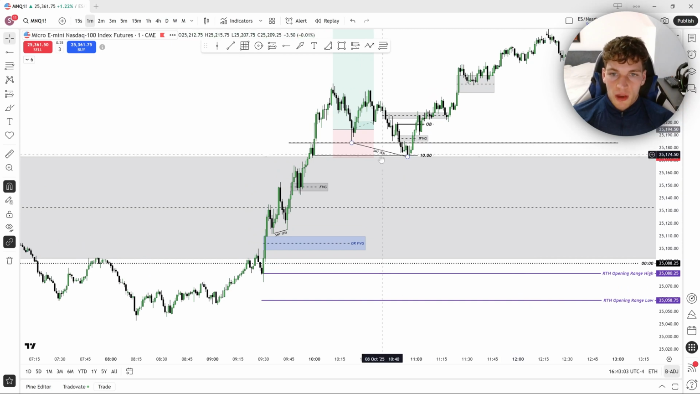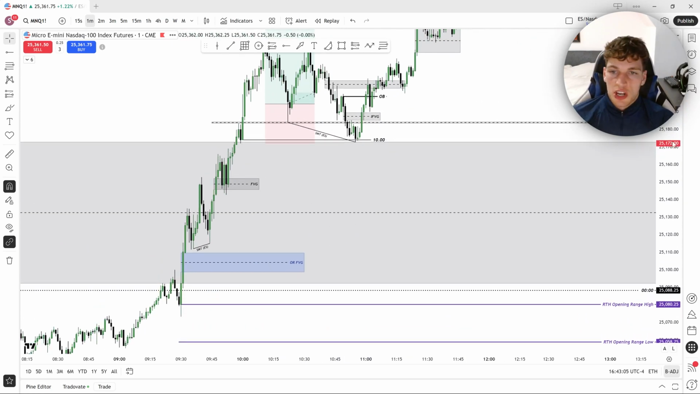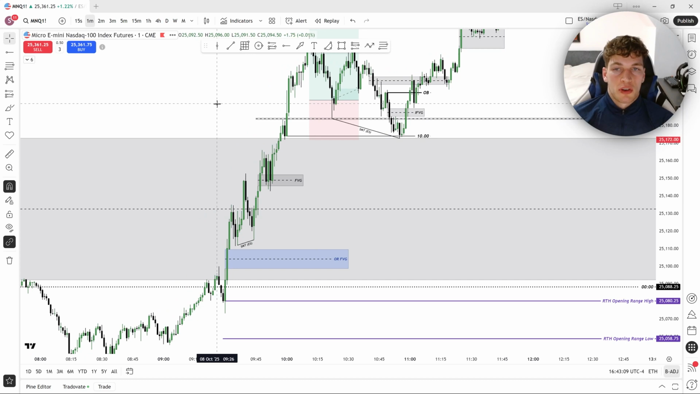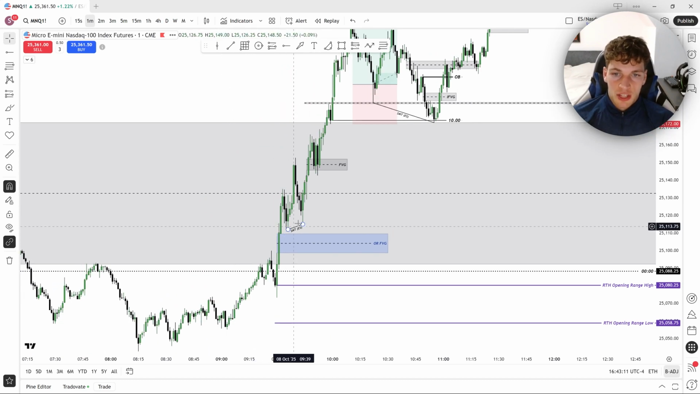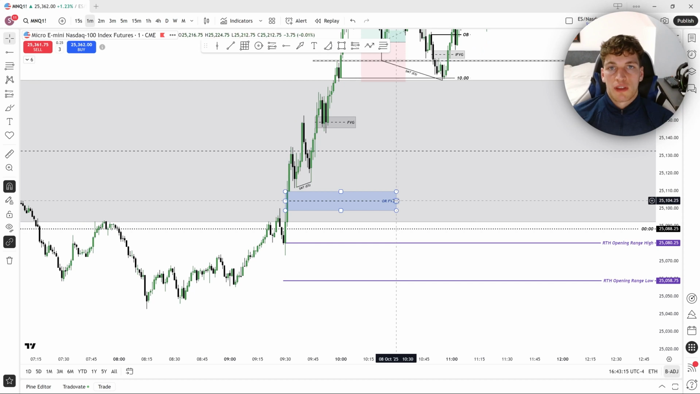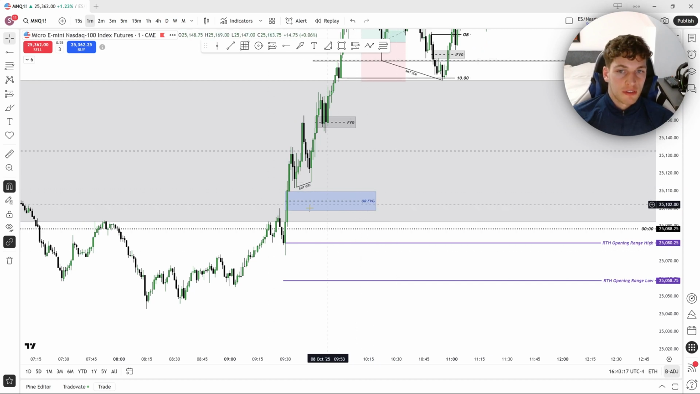So into the 1 minute then. As I said, I had to change my bias. I was looking for shorts, but it was pretty obvious that order flow was bullish. We had that SMT divergence here with ES after leaving this first FVG unfilled. So that again is another drawn liquidity which price didn't want to fill.